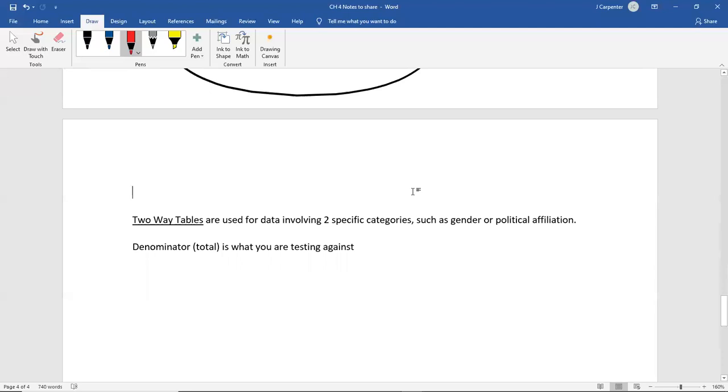The one thing I do want to point out that is in the material of this section that I'm not going to test on, however, it is an extremely cool concept that honestly goes along with what we were just discussing: two-way tables, which are used for data involving 2 specific categories such as gender or political affiliation, or maybe a drug test, whether you get the actual drug or you get a placebo.